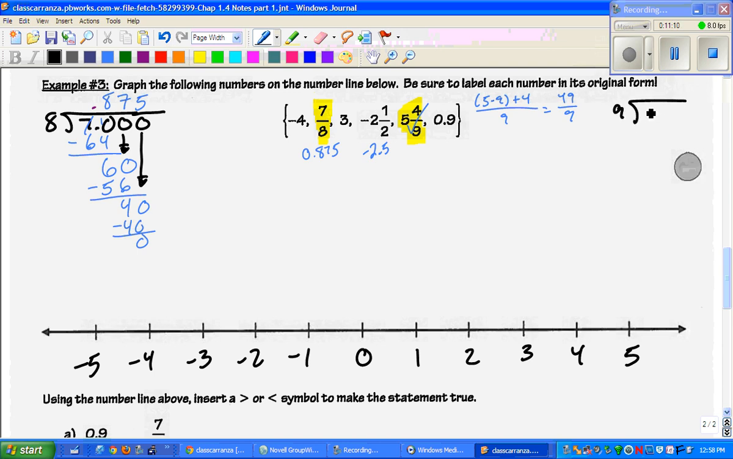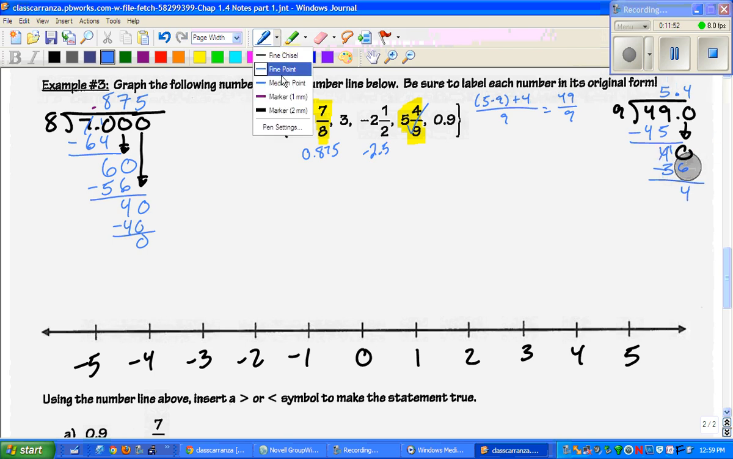So how many times does 9 go into 49? And that is 5 times. Subtract that, you get a 4. Add a decimal, bring it down. Now, how many times does 9 go into 40? That's 4 times, and you get 36. Oh, that's not supposed to be a 0. 0 minus 6 is 4 after we borrow. All right.